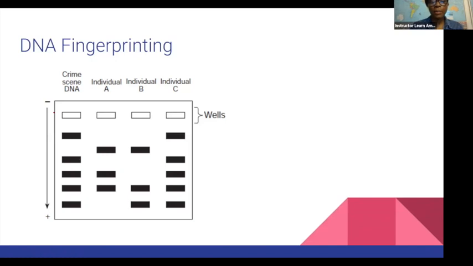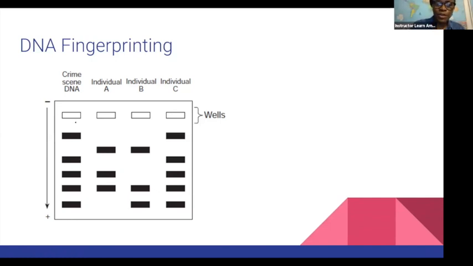You could see this type of technique is used in crime scenes. If you're trying to figure out who committed the crime and there was DNA left behind at the scene, you could compare that to a set of individuals. This is used during paternity tests. So anything to identify someone based on their genetic information, you could use DNA fingerprinting.